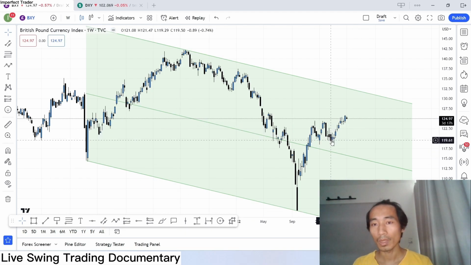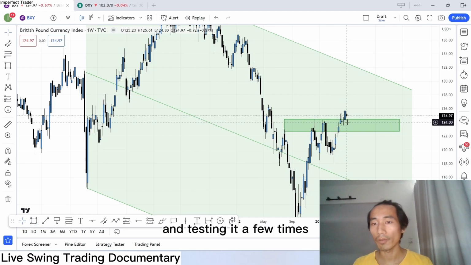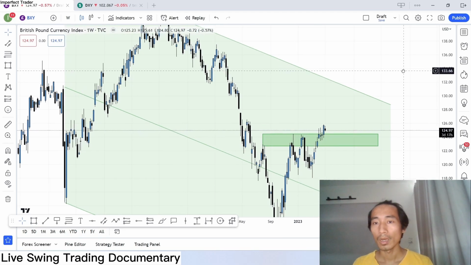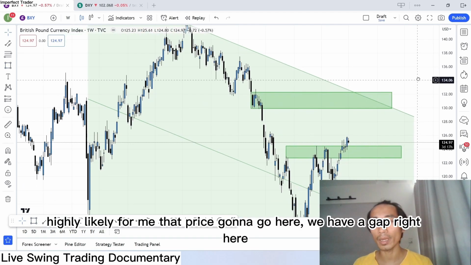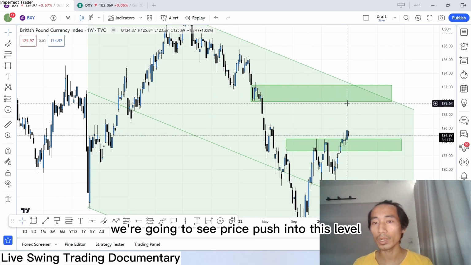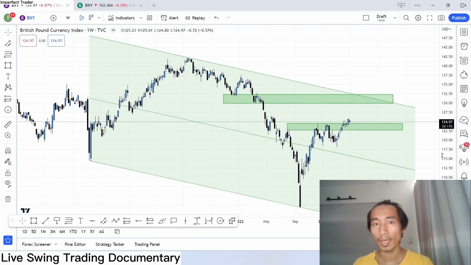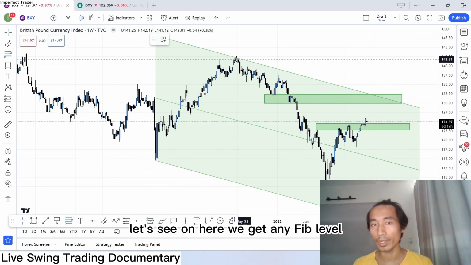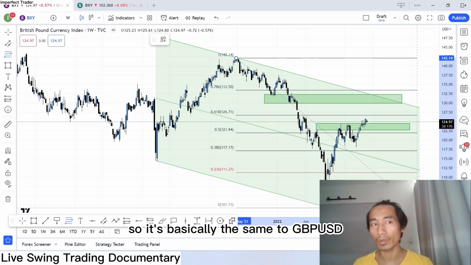But right now, price closed above the resistance level, tested it a few times, and now it's pushing up. It's highly likely for me that price is going to go. We have a gap right here, and we're probably going to see price push into this level. Let's see if we get any key level here. So it is basically the same for the British Pound against the American dollar.